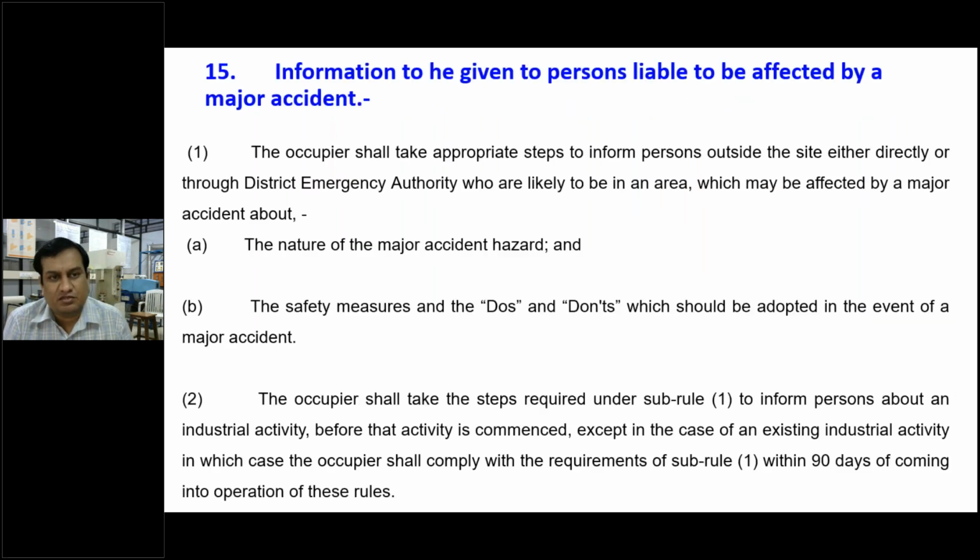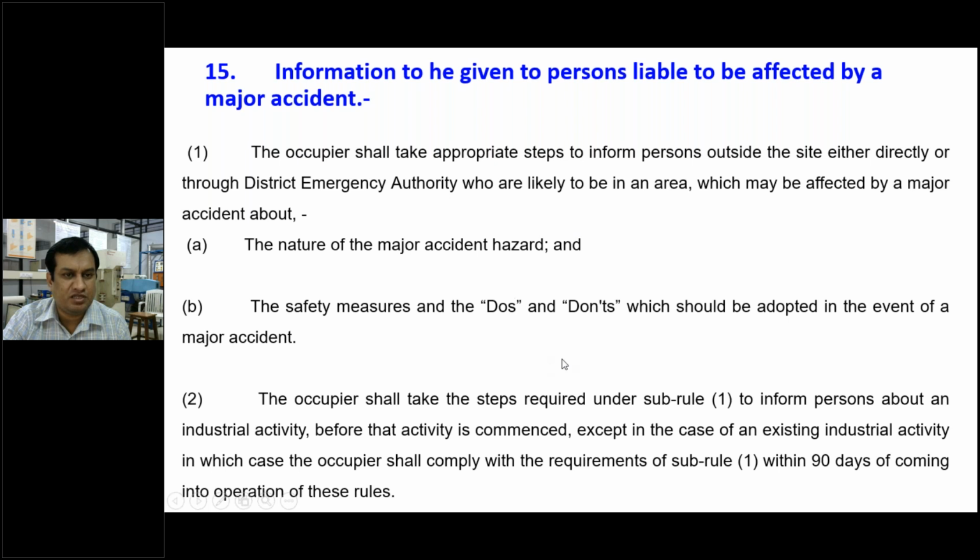Now rule number 15 is focusing on the information to be given to persons liable to be affected by a major accident. Whatever information is there should be given to the persons liable to be affected by a major accident. The occupier shall take appropriate steps to inform persons outside the site, either directly or through the district emergency authority, who are likely to be in an area which may be affected by a major accident, about the nature of the major accident hazard, the safety measures, and the do's and don'ts which should be adopted in the event of major accidents.